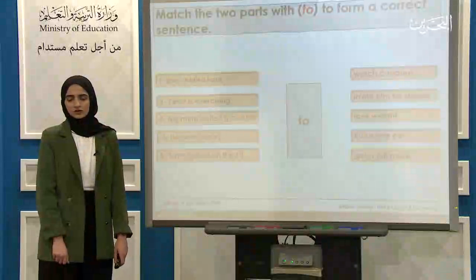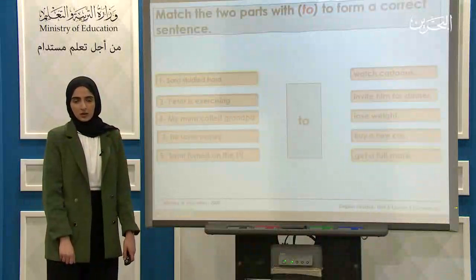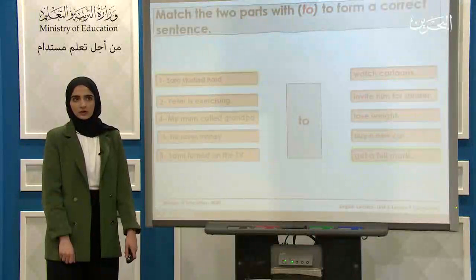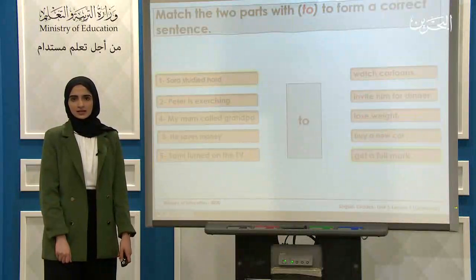Now let's move on to the next activity. Match the two parts with to form a correct sentence. You will have 5 minutes to answer this activity.